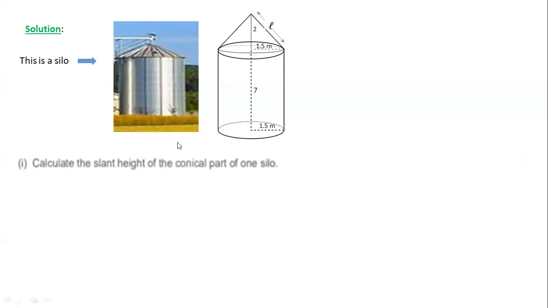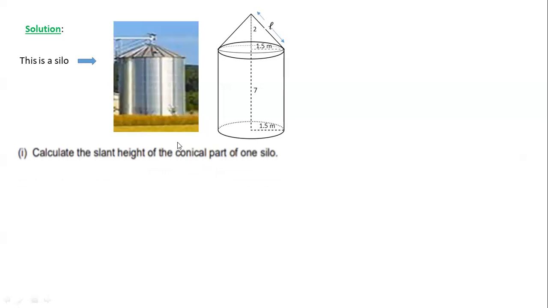Now let us see this. Calculate the slant height of the conical part of one silo. He wants you to calculate the length of this L. Now, slant height L is given by the formula square root of h square plus r square. Because it's a conical part, the height is 2 and r is 1.5.